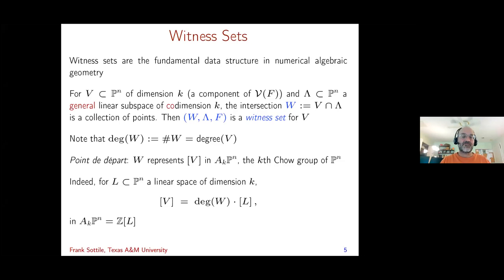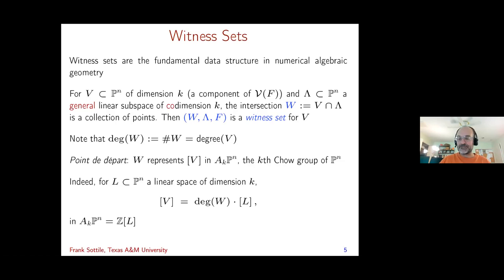And what gets all this going is the idea that the set W represents the rational equivalence class of V in the kth Chow group of P^n. And the way I think of this is that if you take a general linear subspace L of dimension k, the same as V, then the class of V is equal to the number of points in W times the class of L. That's what it means for the number of points in W to be the degree of V. So I think of this as representing V in the Chow group, but these are actually points on V as well. And that makes it a little more powerful than simply just a number.